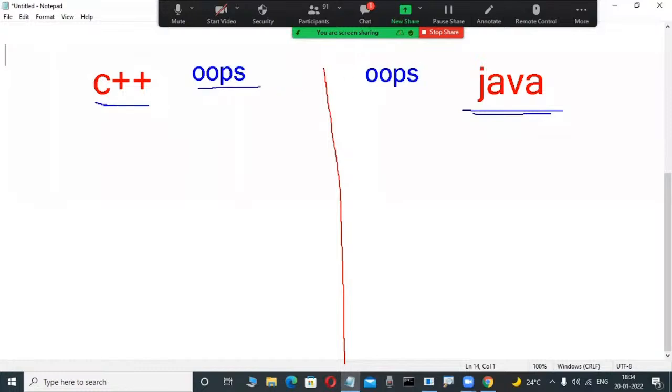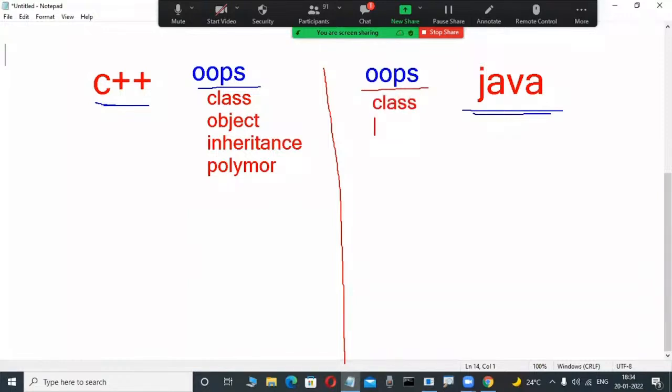OOPS concepts, maybe some of you have an idea: class is a concept, object is a concept, inheritance is a concept, and polymorphism is a concept. Maybe many of you have an idea. Observe here: the same in Java also. OOPS concepts mean what is class, what is object, what is inheritance, what is polymorphism. So many concepts are there. That's why conceptually class, object, inheritance, polymorphism are conceptually the same.